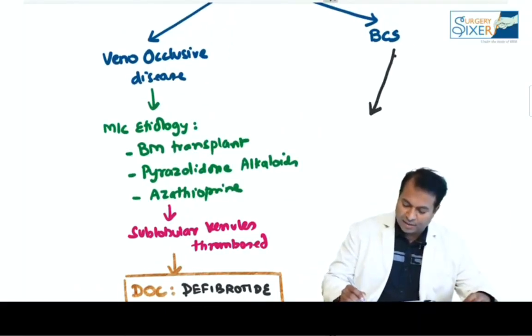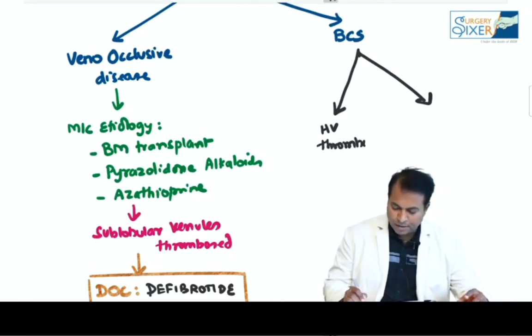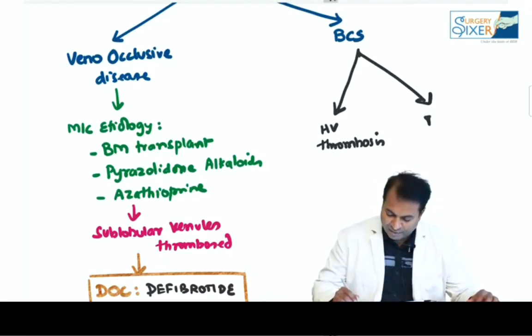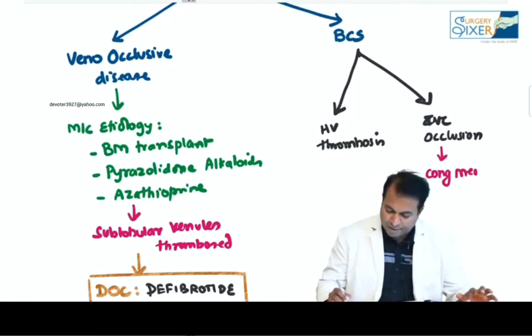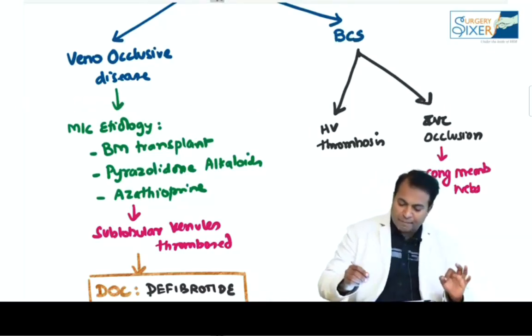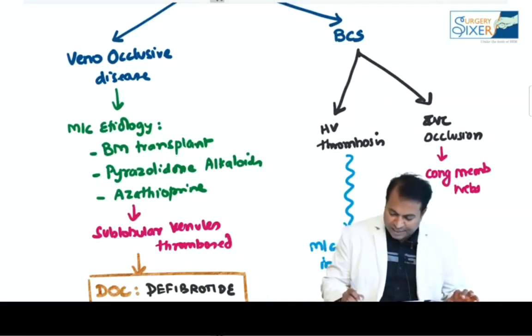And coming to Budd-Chiari syndrome, it is mainly due to two reasons. One is hepatic vein thrombosis. Another is IVC occlusion, please remember, IVC occlusion by congenital membranous webs. I'm going to tell you one interesting and important point now. The most common cause of Budd-Chiari syndrome in Western countries is hepatic vein thrombosis.